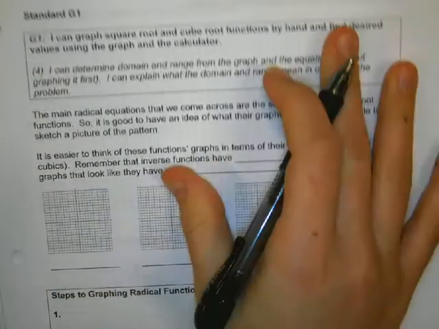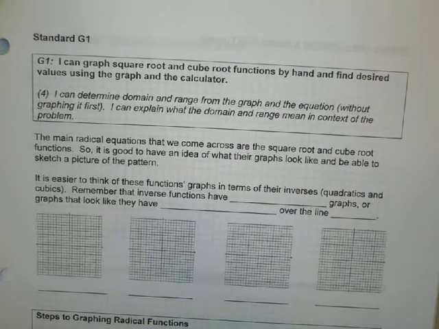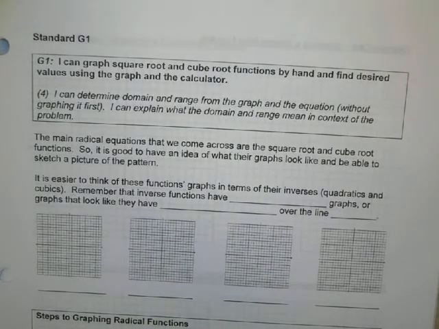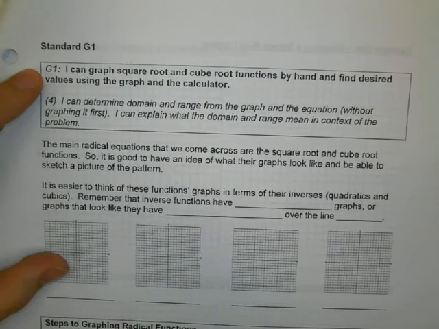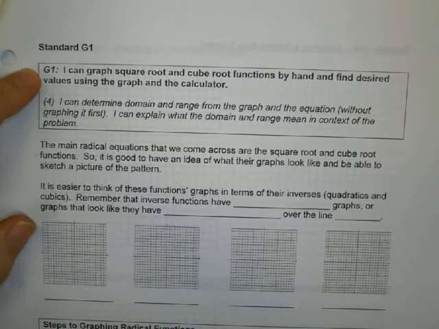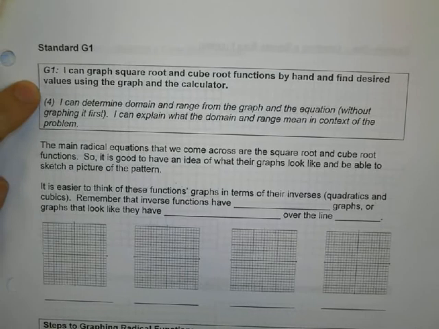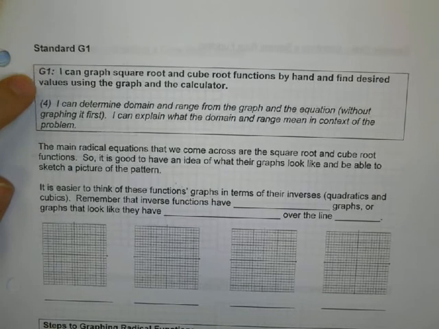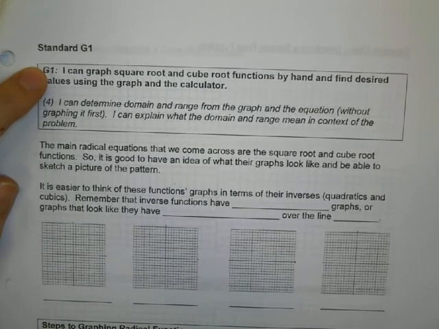For standard G1, what's nice about this standard is you actually already know how to do about half of it, because it uses a very similar graphing approach that we've done in the past. So to get a 3, the standard is I can graph square root and cube root functions by hand and find desired values using the graph and a calculator. So reaching that standard, which is what we're going to focus on today, will give you proficient.